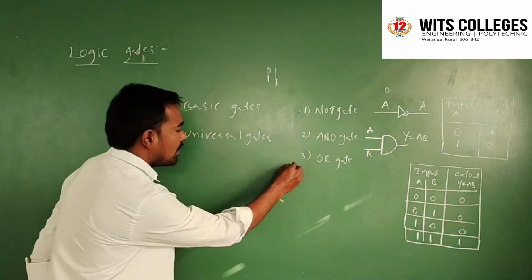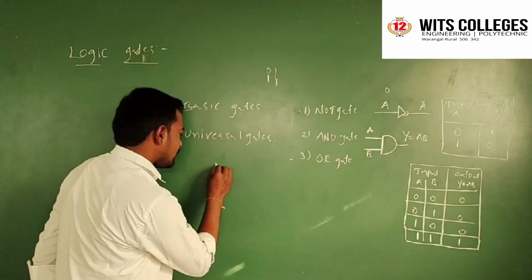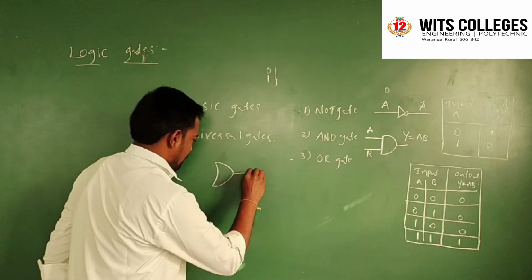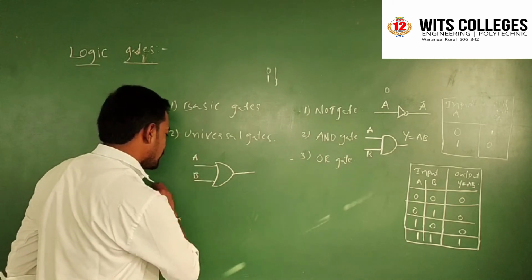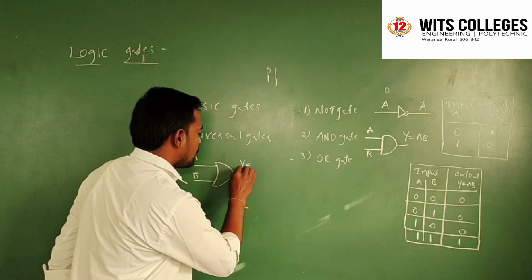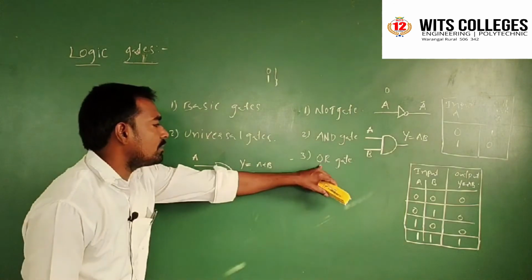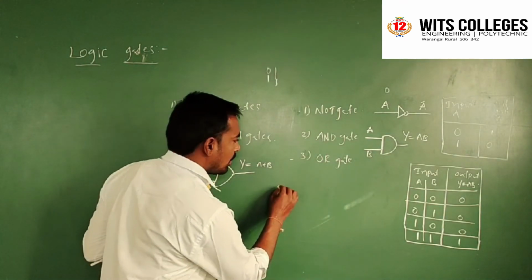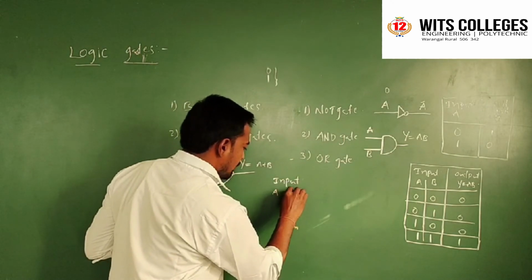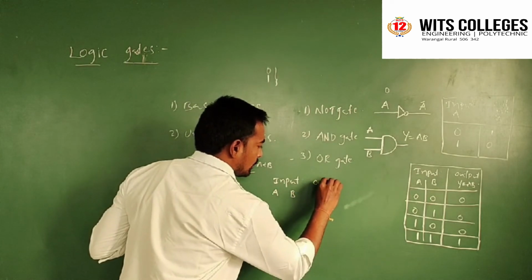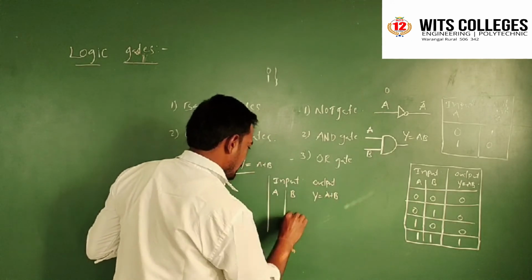Coming to the third one, the OR gate, the logic circuit of the OR gate is like this. Here we are giving two inputs, again A and B, and we are getting the output Y equal to A plus B. Coming to the truth table of the OR gate, we are giving the inputs A and B, and we are getting the output Y equal to A plus B.